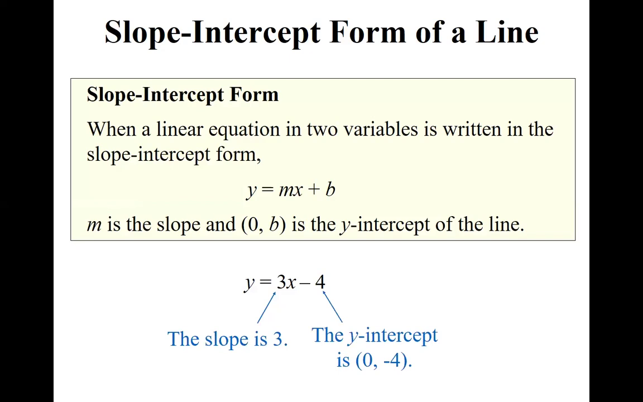The thing that's multiplied by x is the slope. So if we had y equals 3x minus 4, the slope would be 3 because that's what's multiplied by x. And the y-intercept would be 0, -4, since -4 is the thing that's on the end, the thing that's added or subtracted. That doesn't involve the x.